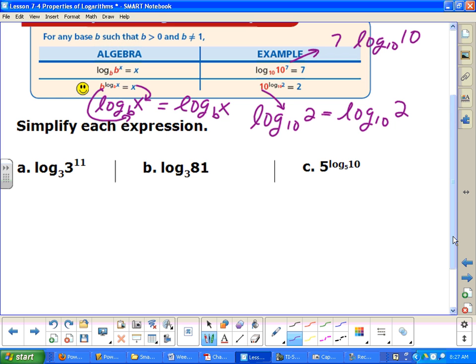So our key to it is, are the base here and the base here the same? If they are, it just equals the exponent. The answer for letter A is 11.